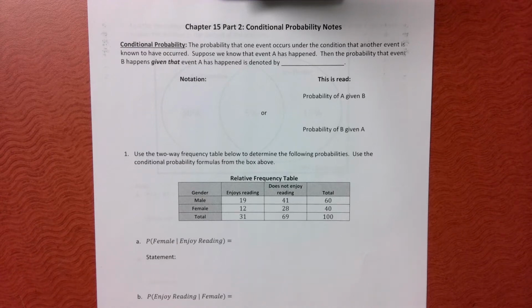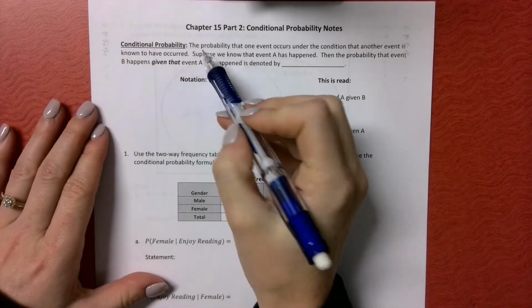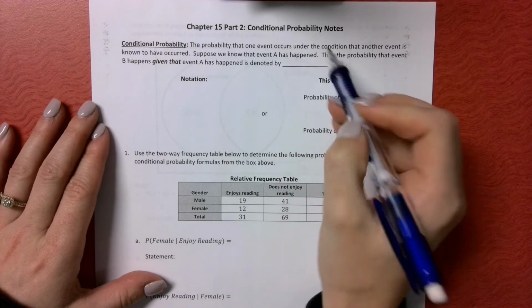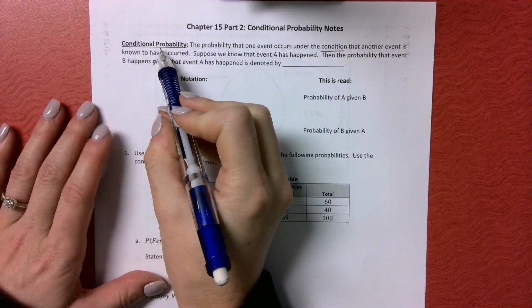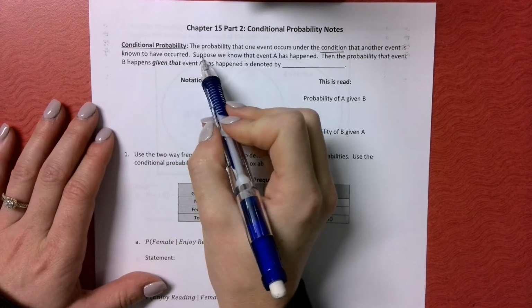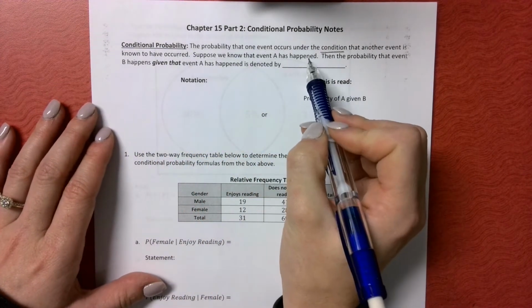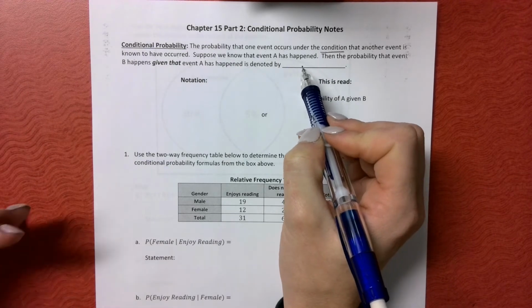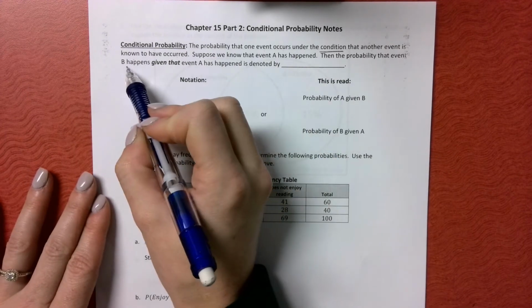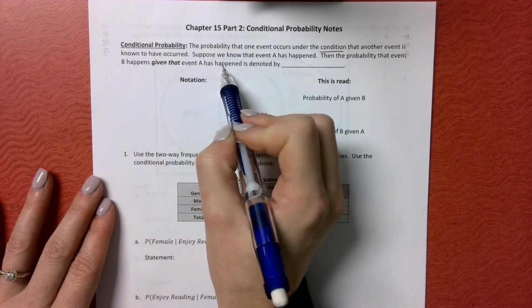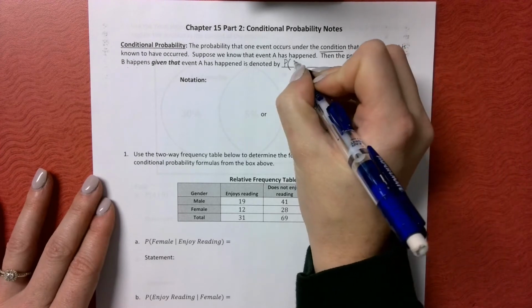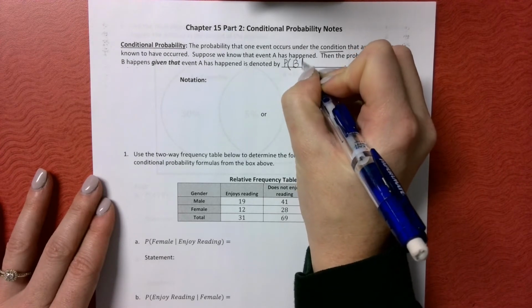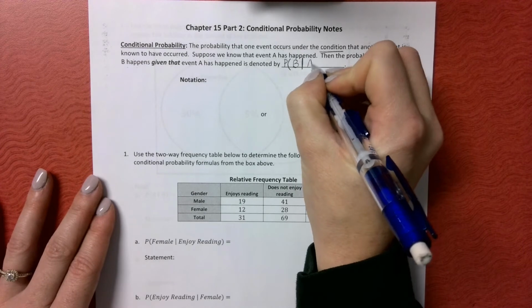Chapter 15, Part 2, we will talk about conditional probabilities. The probability that one event occurs under the condition that another event is known to have occurred is what we call conditional probability. Suppose we know that event A has happened. It's guaranteed that this event has happened. Then the probability that event B happens, given event A has happened, is denoted by the probability that B occurs given, we use this little bar here, event A.